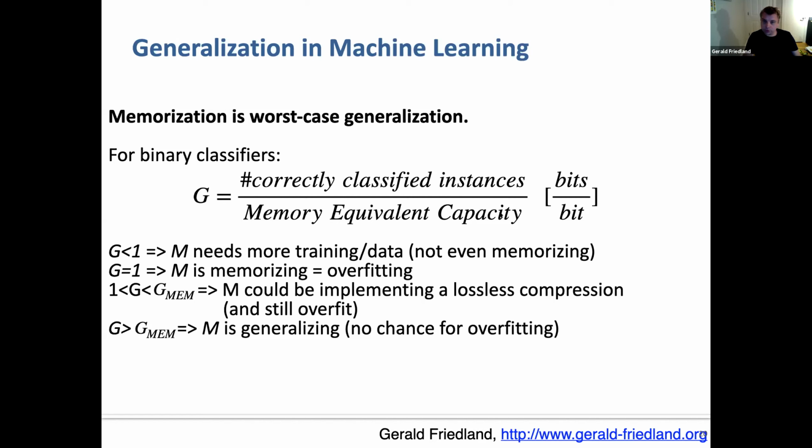we divide the number of correctly classified instances. So how many instances can I predict correctly, divided by the memory equivalent capacity. So now it's pretty clear that if I can correctly predict as many instances as I can memorize, then I have a lookup table again. The lookup table needs to model n state transitions for n table entries, right? But if I have something smaller than a lookup table, then my generalization should be much larger than 1, because again, I can correctly classify a lot more instances than I need to memorize.